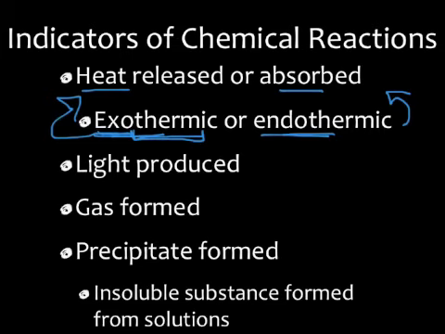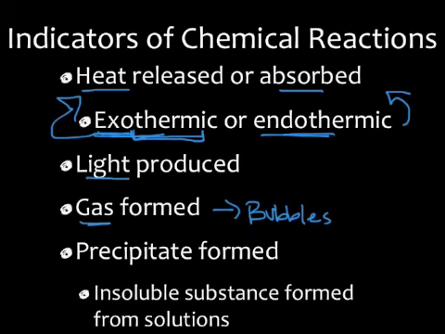Light being produced is another one. So if you see a light produced as a result of a chemical reaction, if you imagine popping a glow stick or breaking a glow stick and setting off that reaction, that light is coming from the reaction itself. Gas being formed is another great indicator of a chemical reaction. If gas is being formed in a solution, you'll see bubbles.